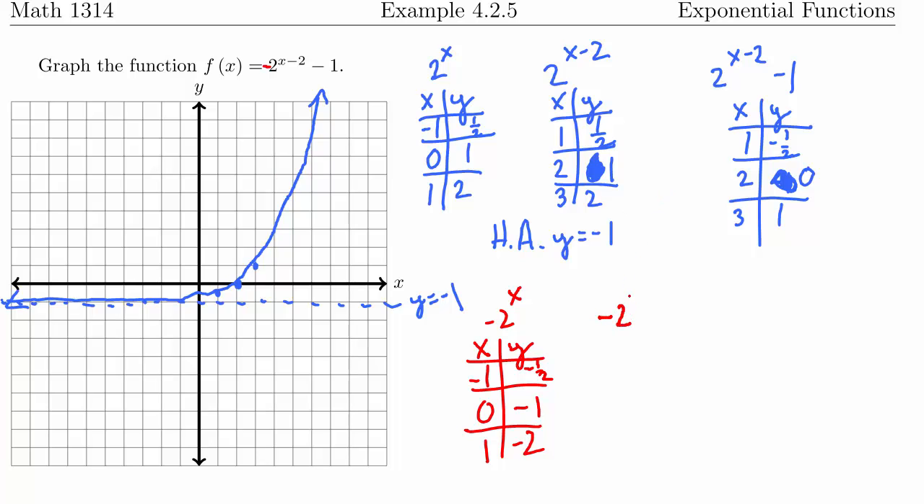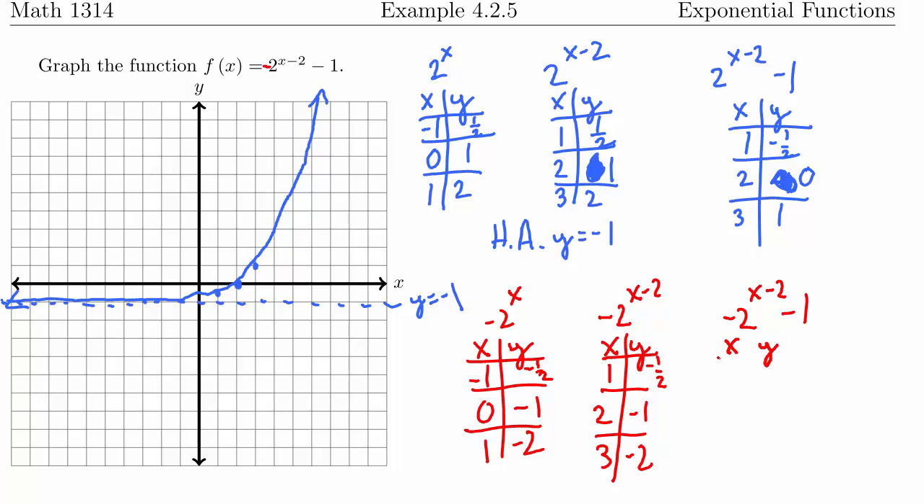So -2 to the x minus 2 will give me the xy table. The y's will stay the same, so -1/2, -1, and -2. But these x values I add 2 to. So -1 plus 2 is 1, 0 plus 2 is 2, and 1 plus 2 is 3. And again, this -1. So -2 to the x minus 2 minus 1.